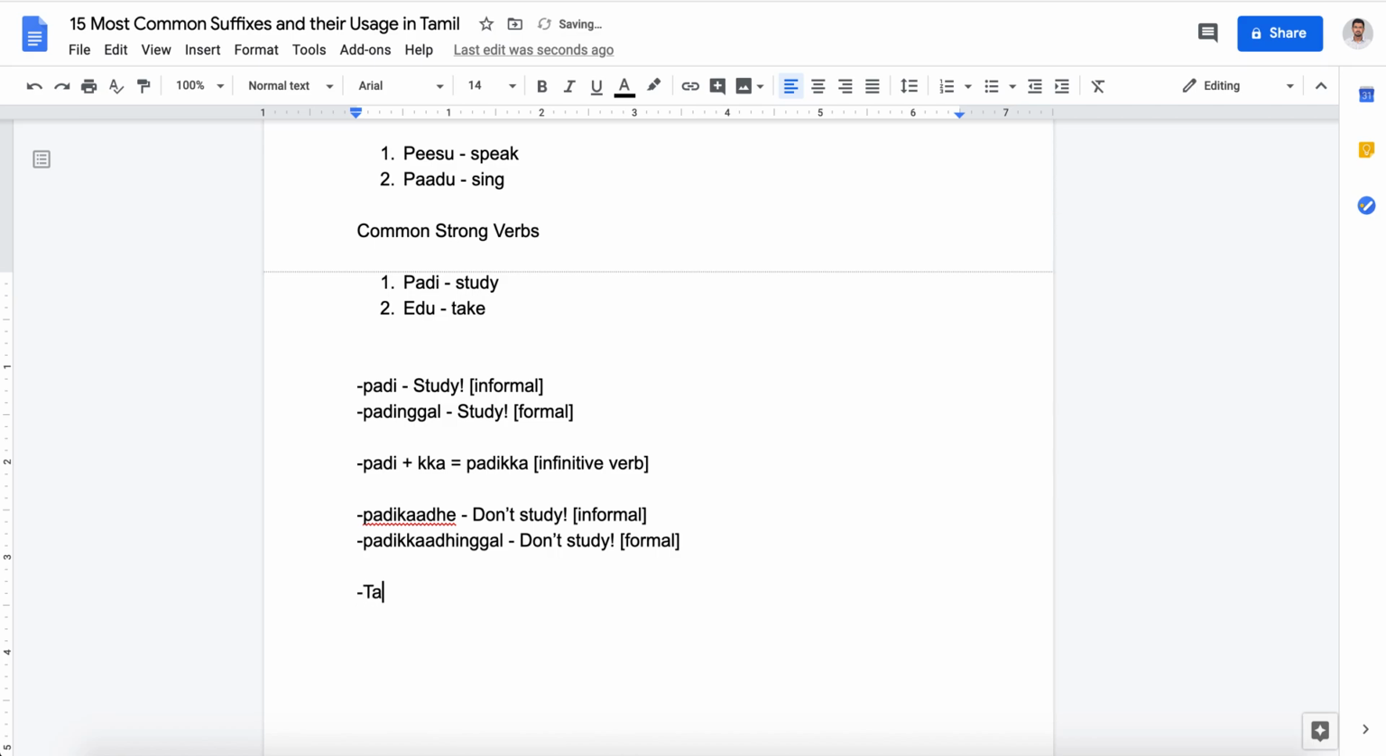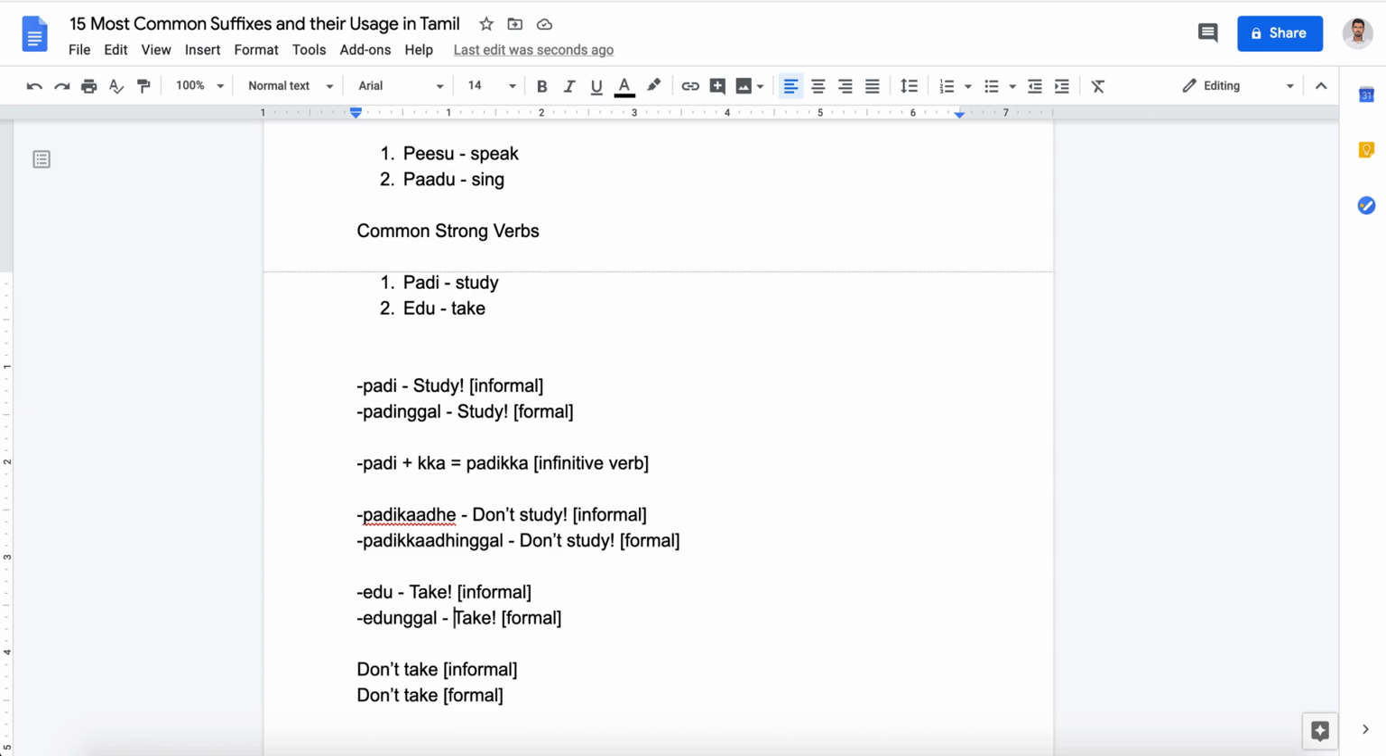So let's try with take. Take informal, take formal. Then don't take informal, don't take formal. Okay, now you can try. If you just say the verb alone, it's going to be informal. So if you just say yedu, take. Yedu is the strong verb, take. So yedu, just take; yedunga. We added nga to make it the formal positive command.